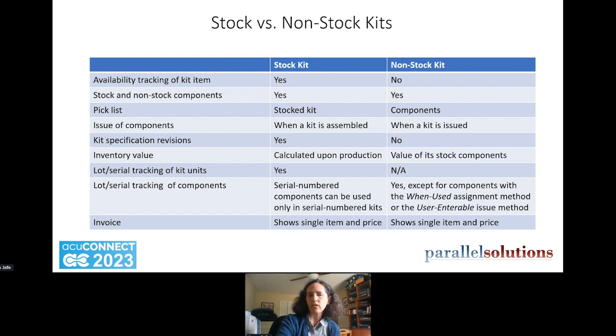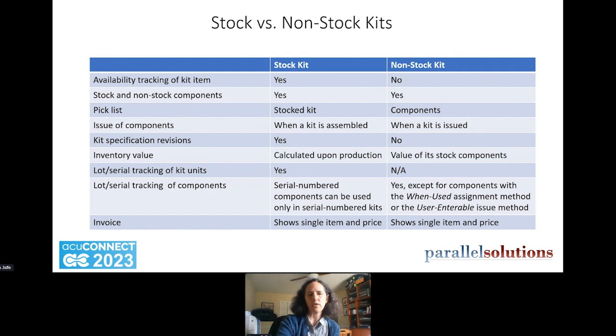With a stock kit, you're going to have what's called a kit assembly. I'm going to go into the software in a minute and show you what that assembly looks like, basically like a work order to make the kit. Once you make the kit, the components are going to be issued. If it's a non-stock kit, there's no assembly. The components come out of inventory when you ship the kit and invoice it.